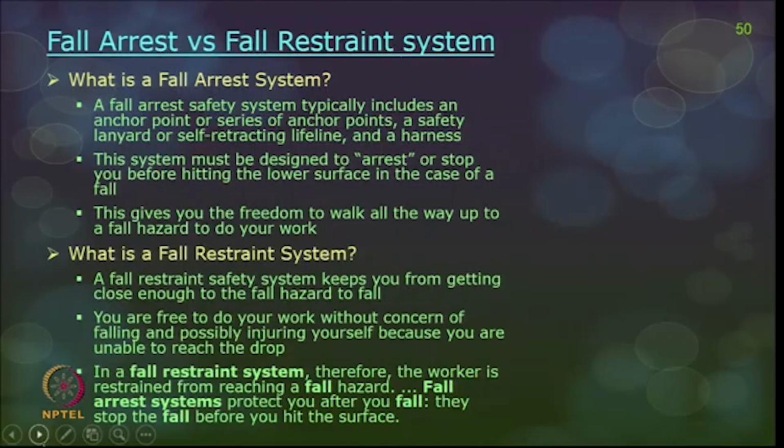The next one is fall restraint system. So, the worker is restrained from reaching a fall hazard. You may be free to do your work without concern of falling, and possibly no injuries will happen, because even if you fall, your lanyards and your PFAs will try to not make you fall down. So, fall restraint system restrains you from reaching a fall hazard, and fall arrest systems will protect you after you fall. Okay, they stop.